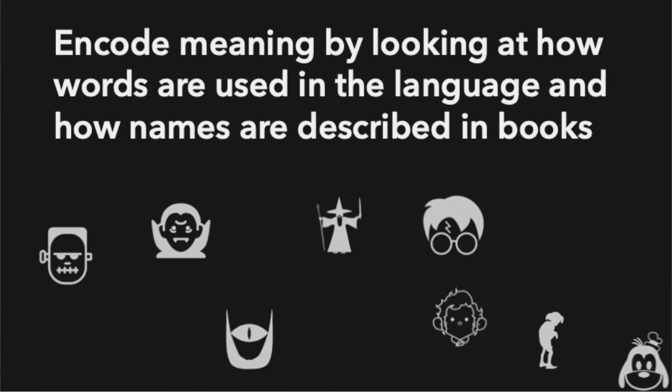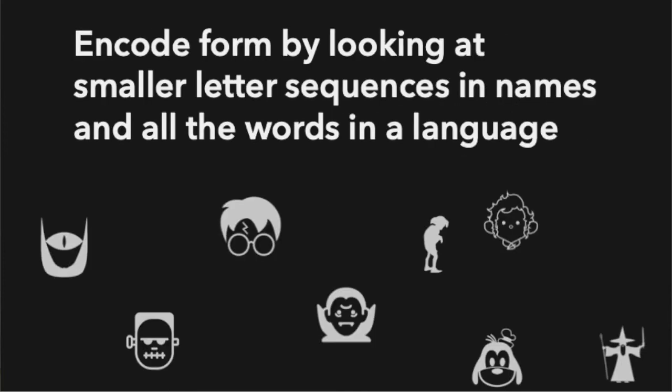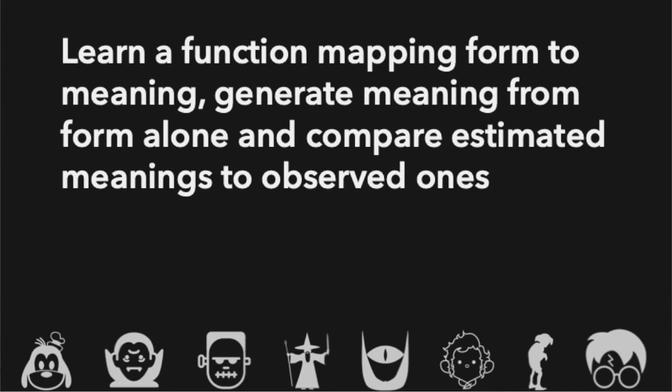So the idea is to represent word meaning and character names such that more similar characters have more similar representations. Do the same for the names using, for example, small letter sequences like digrams or trigrams, such that names which sound or look the same on the page are closer. And then learn a mathematical function that maps form onto meaning, such that whenever you get a new form, you can immediately guess something about its meaning and exploit the fact that similar meaning representations cluster together.